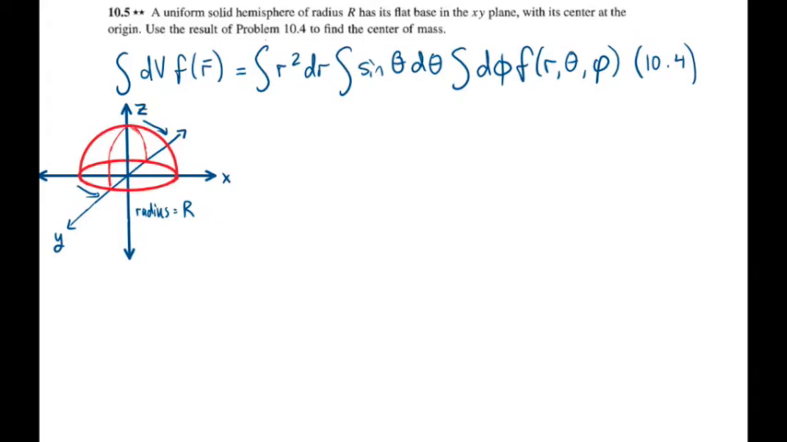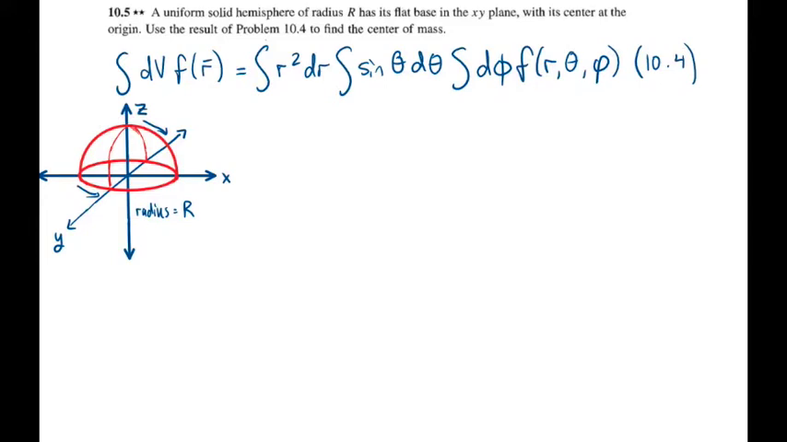In this video, I'll be solving problem 10.5 from Taylor's Classical Mechanics. The problem asks, a uniform solid hemisphere of radius r has its flat base in the xy plane with its center at the origin, as I've drawn. Use the result of problem 10.4 to find the center of mass. And the result of problem 10.4 is right at the top.